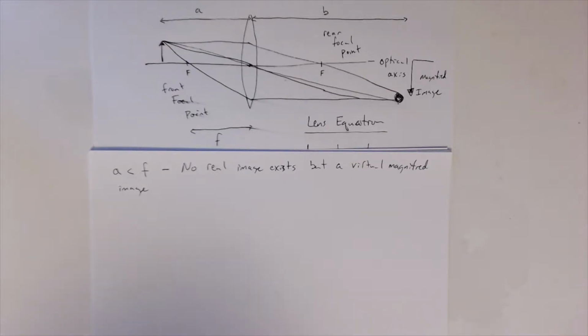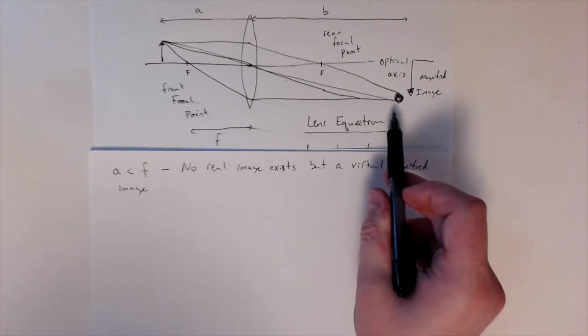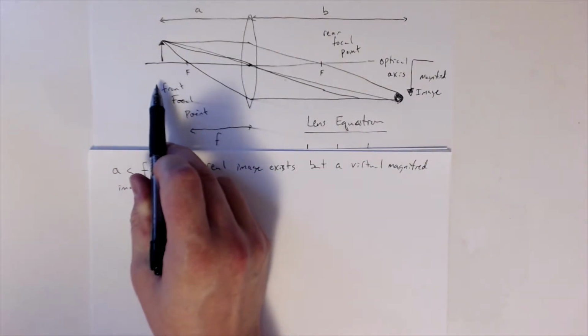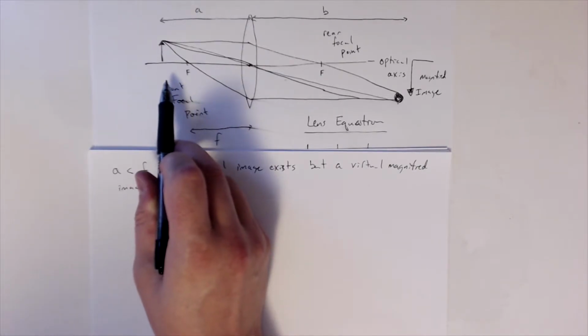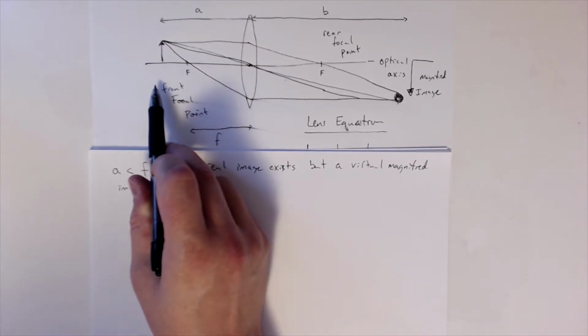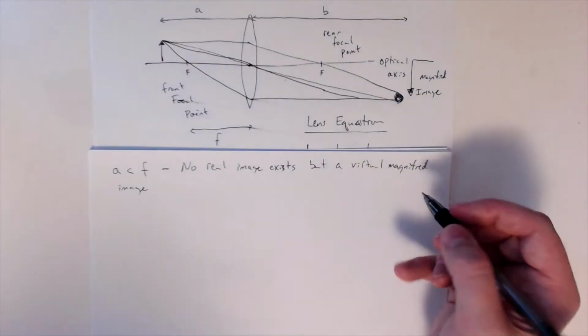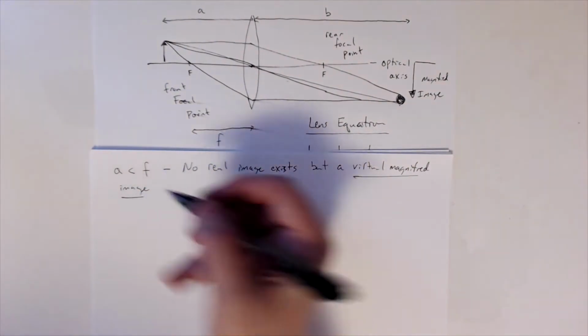So in this case, our eye has to be on the opposite side of the image. So I would actually be over here. So that's one case where we have a virtual magnified image.